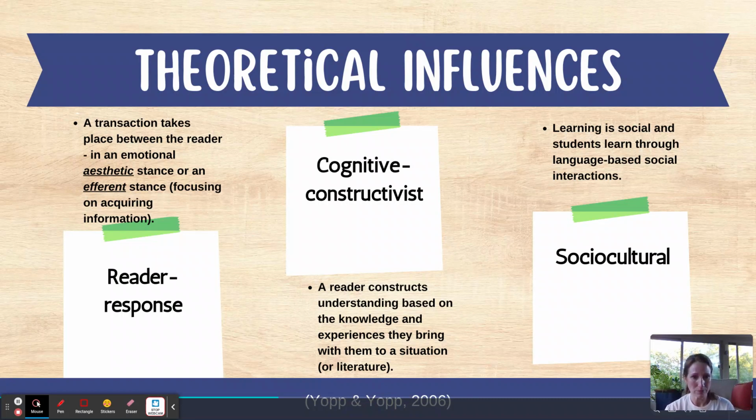The cognitive constructivist theory connects in a way that a reader constructs understanding based on knowledge and experiences they already have. So they do not come to us as empty vessels, and instead they have their own funds of knowledge that they bring with them to a situation, or in the case of our classes, content or literature.